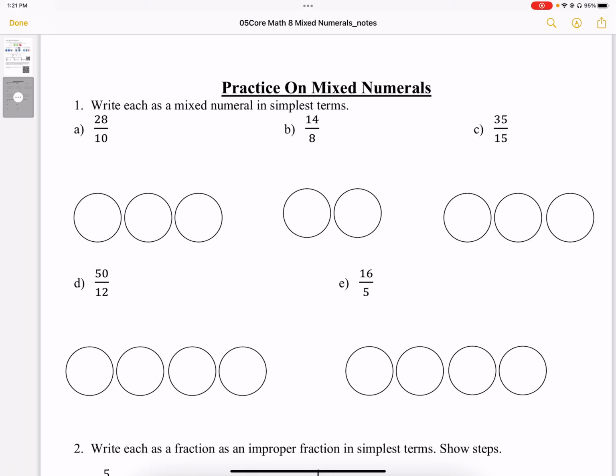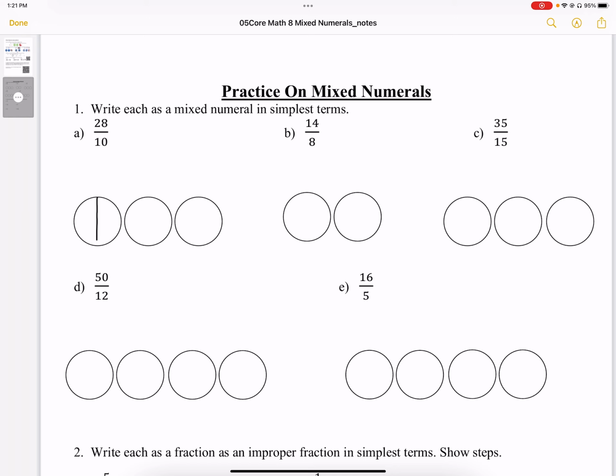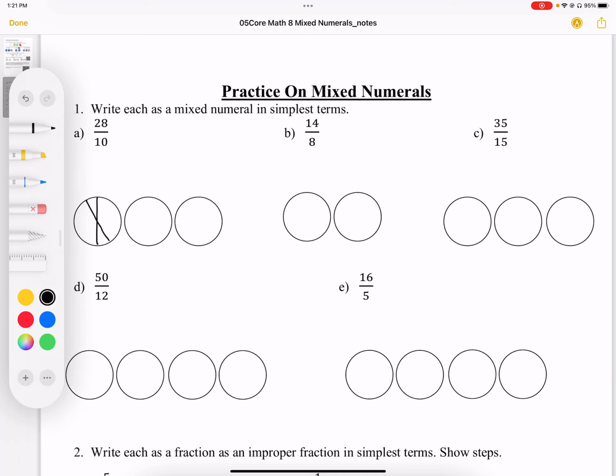In number one, we're converting the improper fraction to a mixed number. So we want to know how many whole pieces we can make when we have 28 tenths. So I'm going to have 1/10 fractions. I'm going to have tenths there. I'm going to have 10 here.